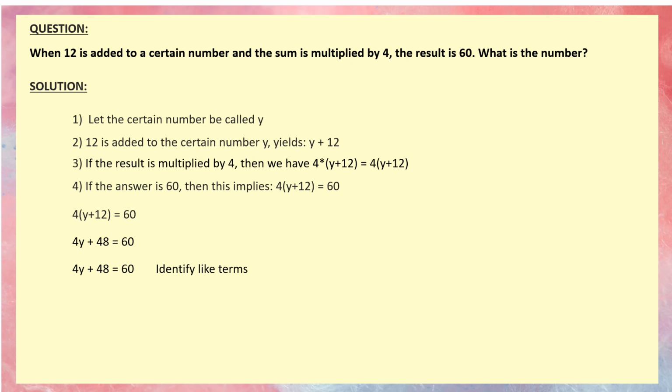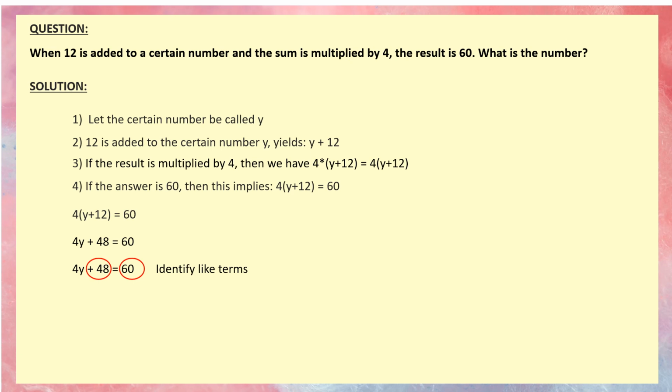If you look at the left hand side, we have 4y. So 4 multiplies y. Then you have a number 48. Remember that 48 is a positive term. And then if you look at the right hand side, you see 60, which is also a positive term. So the basic thing is that the like terms have been identified, and how are they like terms? They are numbers. So we'll group the like terms, and then we'll take 48 to the right hand side.